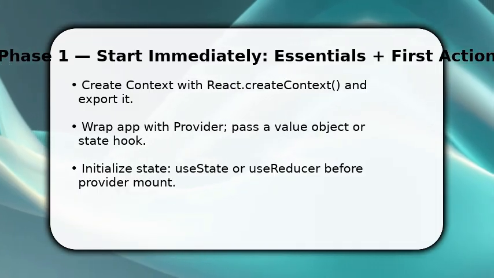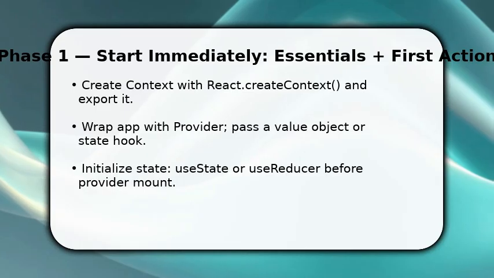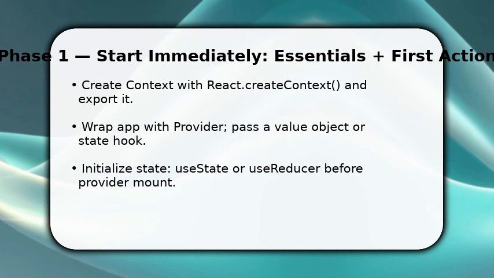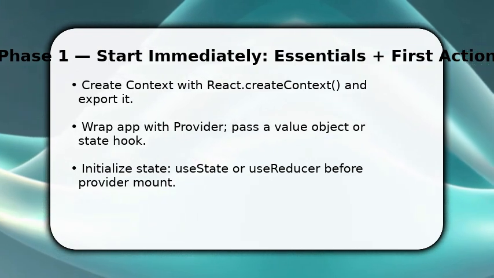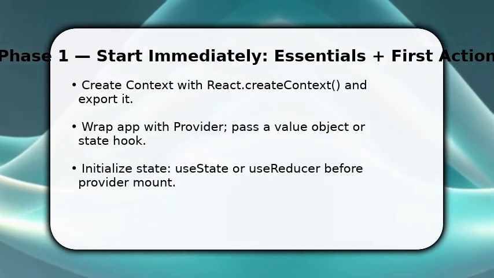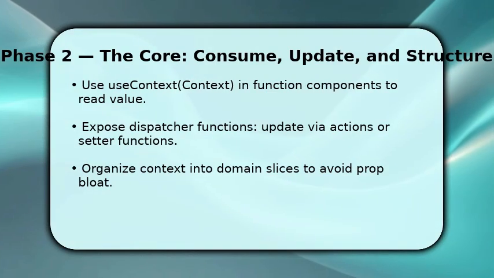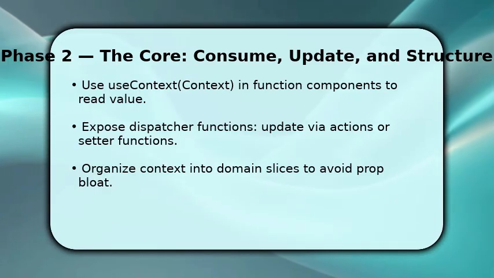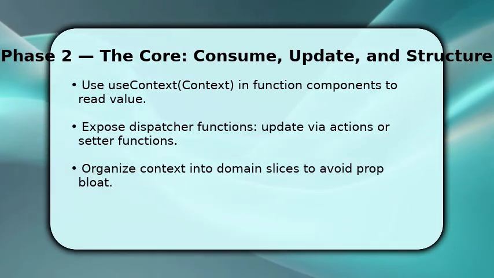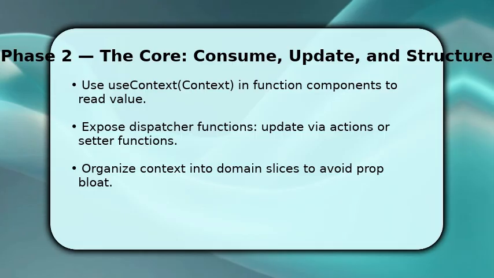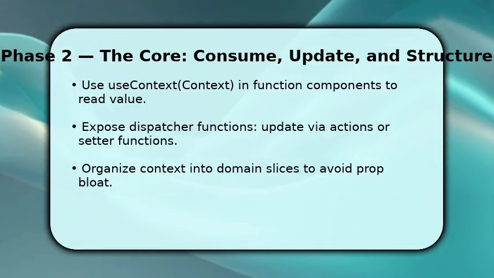Once done, import the context in a consumer file and prepare to read or update value via hooks. Do not delay wiring the provider into your component tree. You will consume the context using useContext, context, inside function components, which gives you direct access to the provided value. Make sure to expose dispatcher functions or setter methods from the provider so children can update state without importing internals.